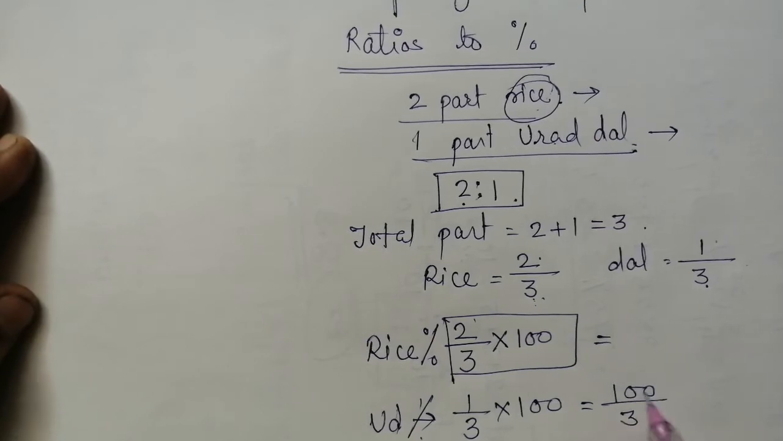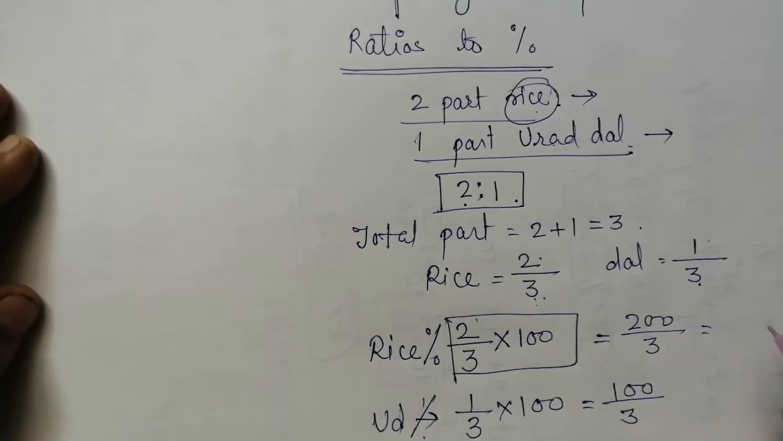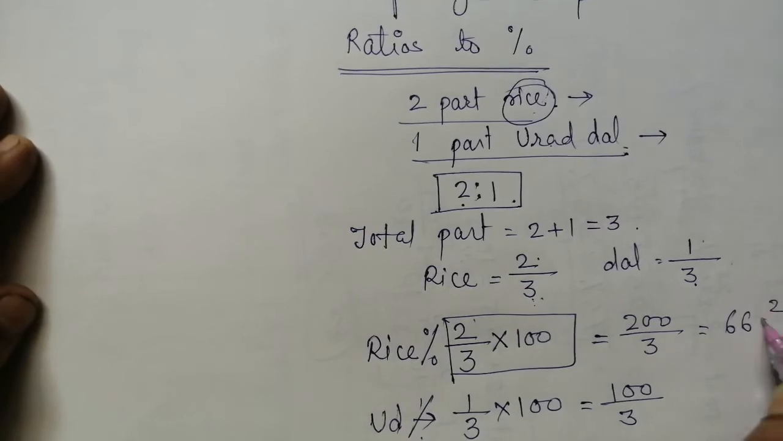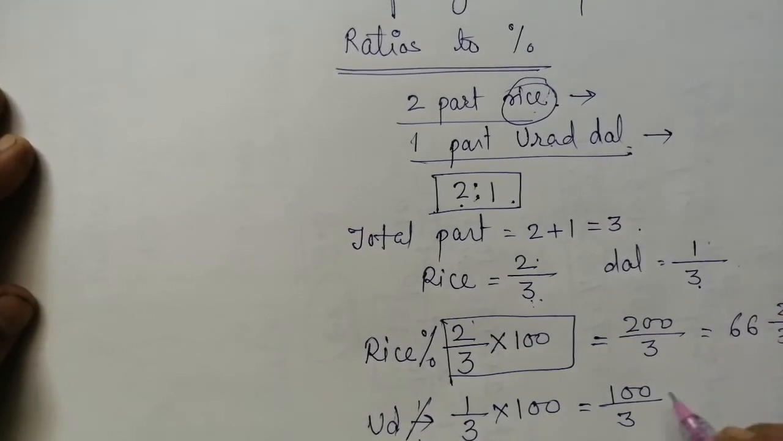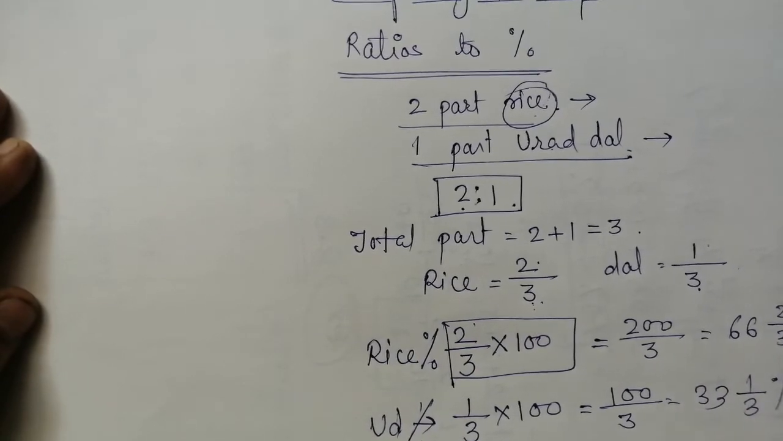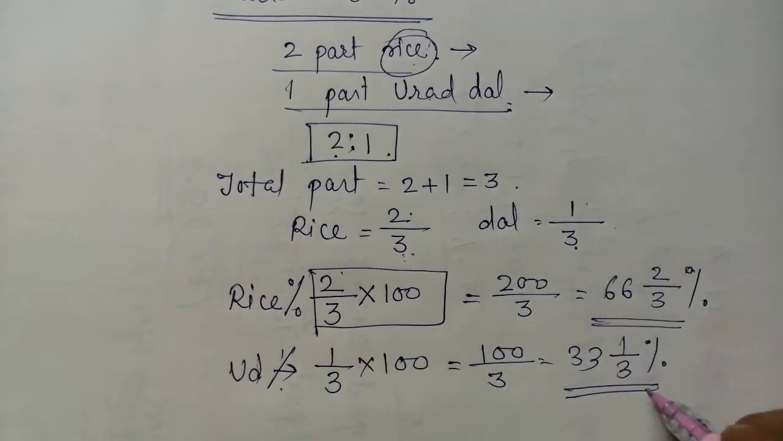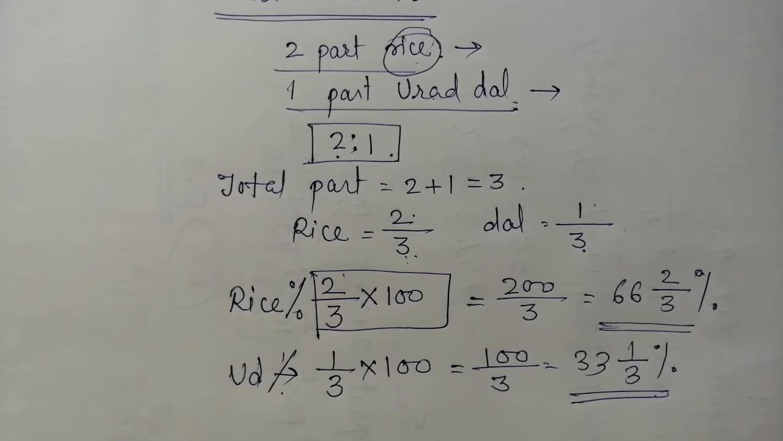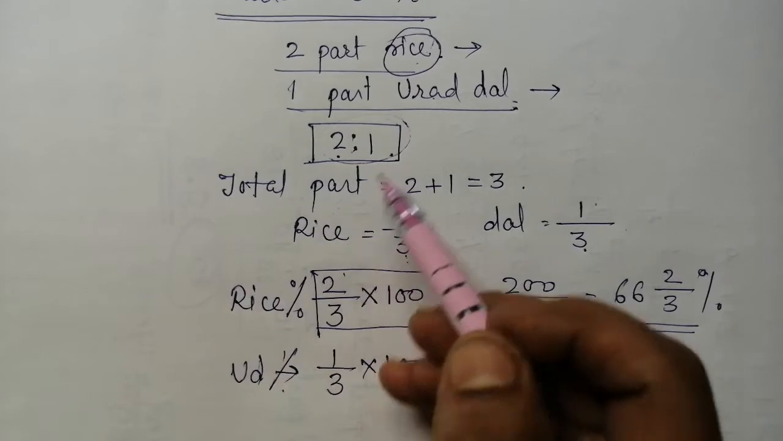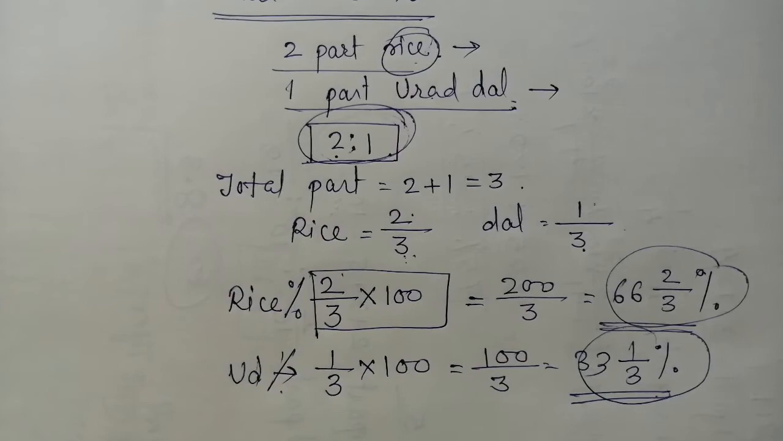That means 100 divided by 3, or 200 divided by 3 for the rice. If you convert this, it will be 66 2 by 3%. And this other one is 33 1 by 3%. This is the percentage of the urad dal and the rice used in the preparation of idli. Here the ratio was given and you have converted it into percentage form.